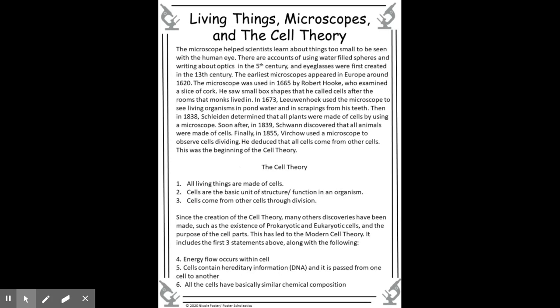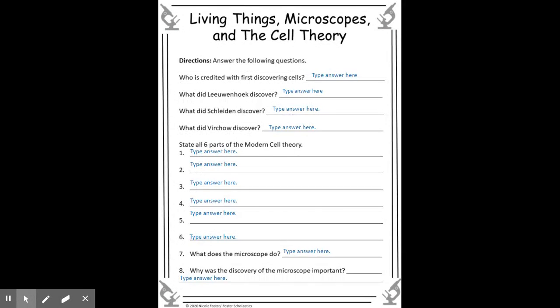Since the creation of cell theory, many other discoveries have been made, such as the existence of prokaryotic and eukaryotic cells and the purpose of the cell parts. This has led to the modern cell theory. It includes the first 3 statements above, along with the following. 4, energy flow occurs within the cell. 5, cells contain hereditary information, DNA, and it is passed from one cell to another. 6, all cells have basically similar chemical composition.